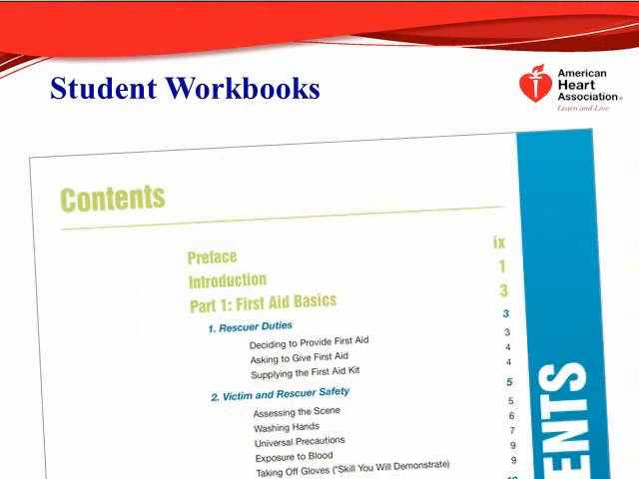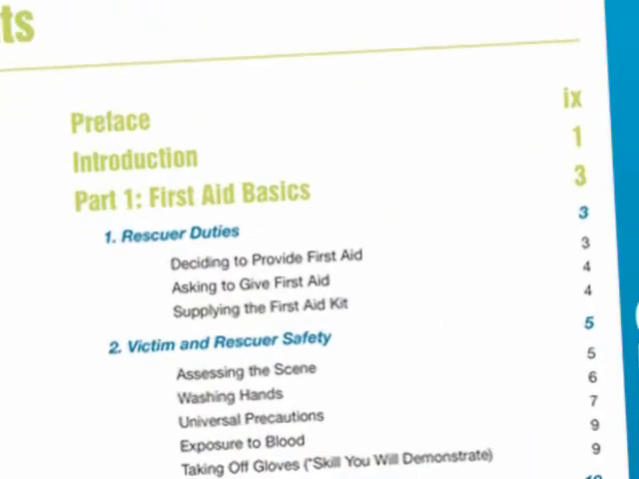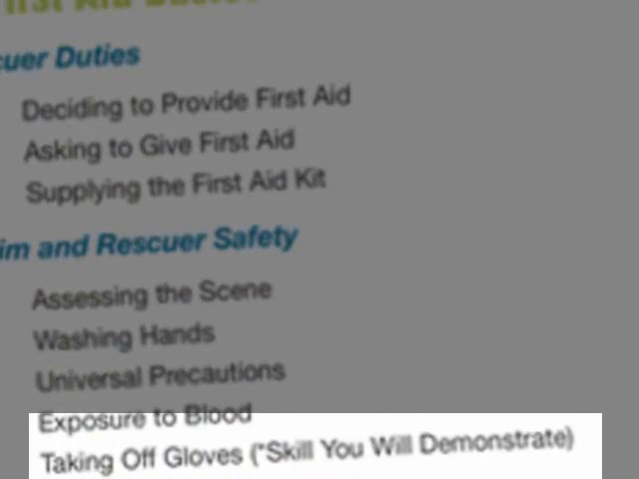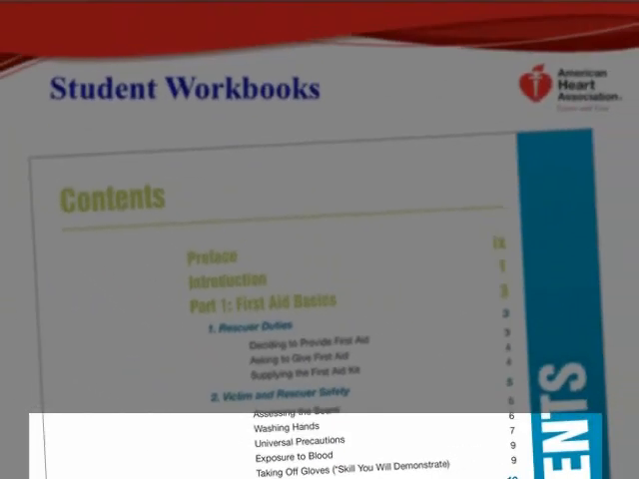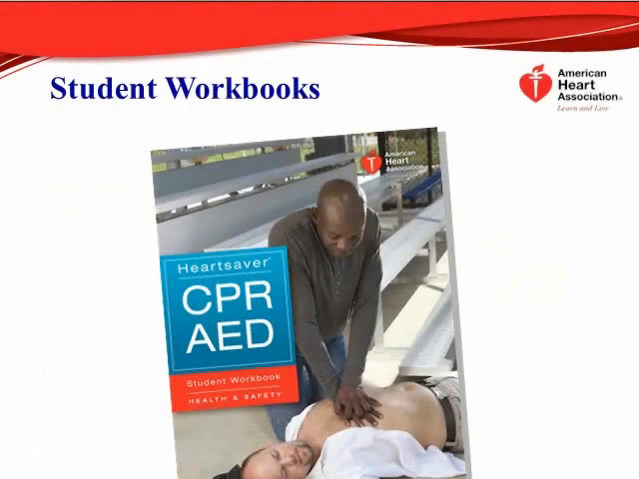And the table of contents features a new notation in parentheses next to First Aid skills that students will be required to demonstrate. Specifically, you will see an asterisk followed by skill you will demonstrate. As in the past, the workbook is a student reference tool. Be sure your students have their copy to read and review before the course.